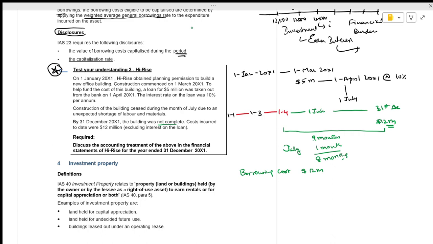Cost incurred to date was 12 million. Okay, and the loan amount is 5 million.